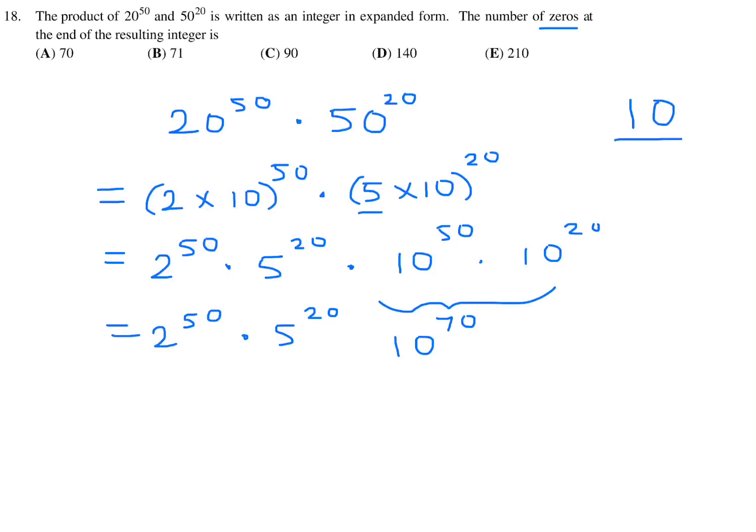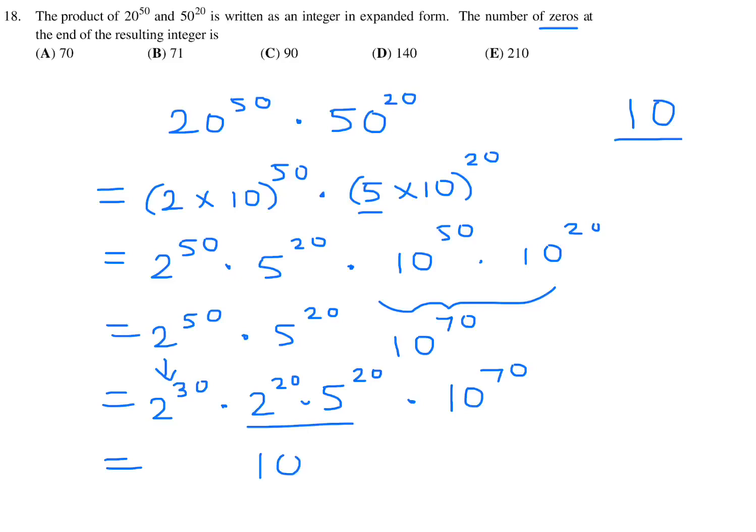Now, can we further get more tens? I believe we can, because this can be broken up into 2 to the power of 30 and 2 to the power of 20. And that will match this one, which is 5 to the power of 20. And we have 10 to the power of 70. Now, because these have the same exponents, we can combine them. 2 times 5, which is 10 to the power of 20. 10 to the power of 70, and finally 2 to the power of 30.